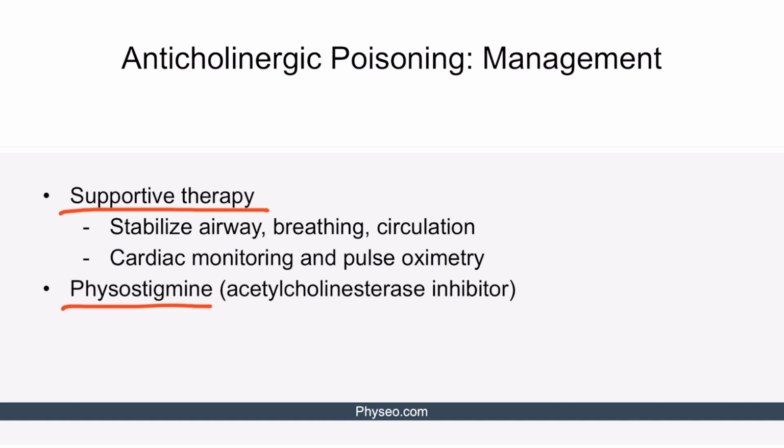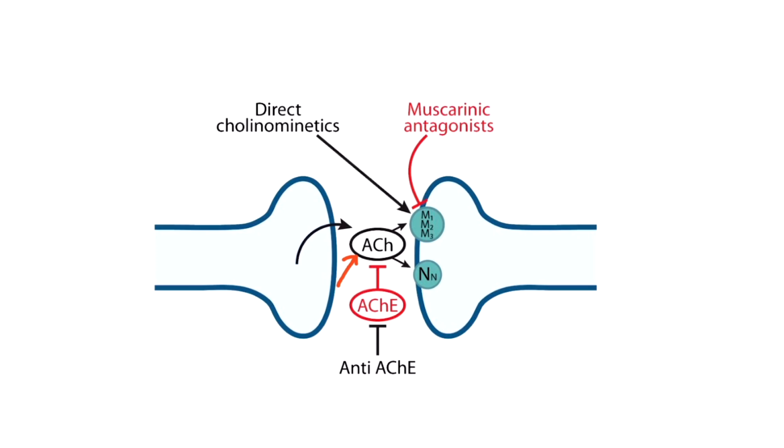Let's take a closer look at how physostigmine can treat anticholinergic poisoning. In this illustration, we see acetylcholine binding to a muscarinic and nicotinic receptor. On the top right, you can see that muscarinic antagonists inhibit acetylcholine from binding to the muscarinic receptors. In this image, we also see acetylcholinesterase, which breaks down acetylcholine in the synaptic cleft. Physostigmine functions as an inhibitor of acetylcholinesterase, which leads to an inability to break down acetylcholine and a higher concentration within the synapse. Once the concentration of acetylcholine increases inside the synapse, this overcomes the inhibition of the muscarinic antagonists.